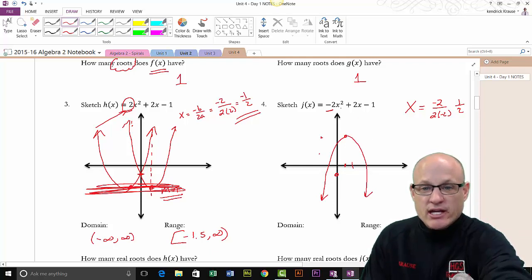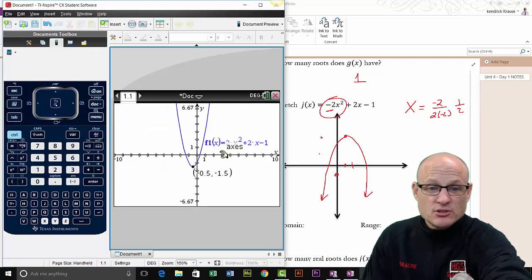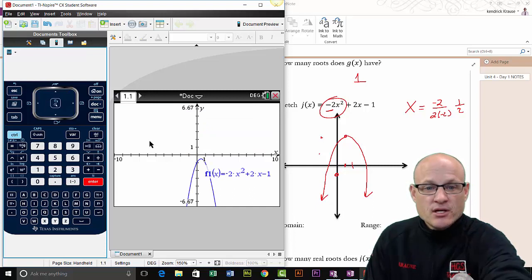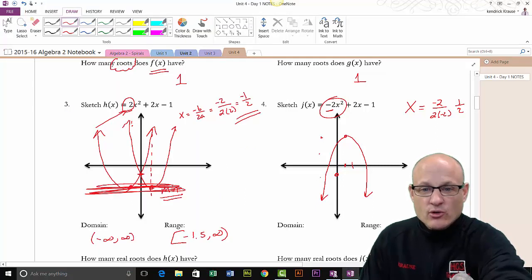So the only thing that changed was my leading coefficient is now a negative. So let me hit the tab button. Let me hit the up arrow button. I'm going to go over here and put in a negative and hit enter. Wait a second now. It doesn't have any real roots. Ooh, that's weird.